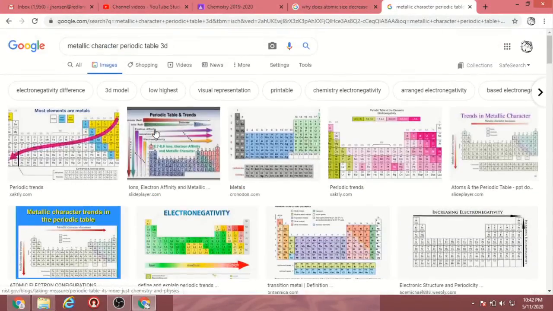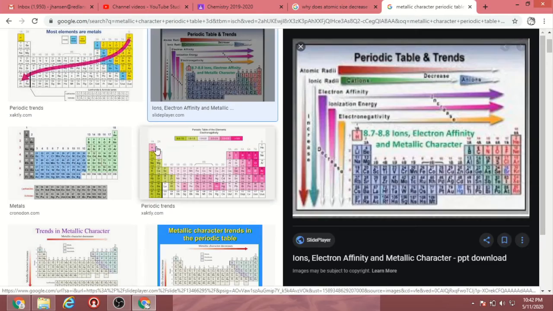I probably should have skipped it. Ionization energy is the more important one. In fact, they should have left out metallic character and talked about electronegativity. Electronegativity is really, really important. And it's the opposite of ionization energy, and it's how hungry something is for an electron.